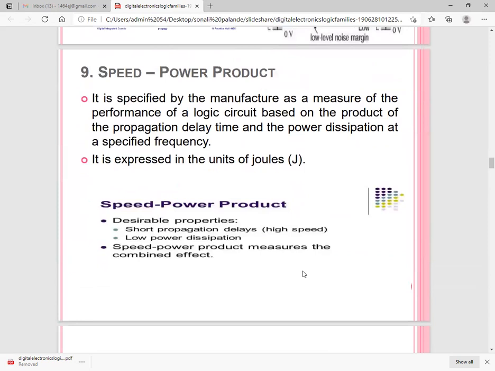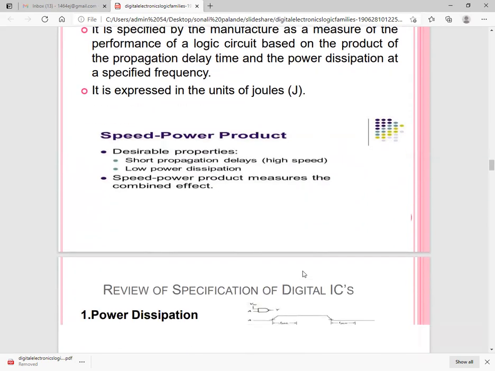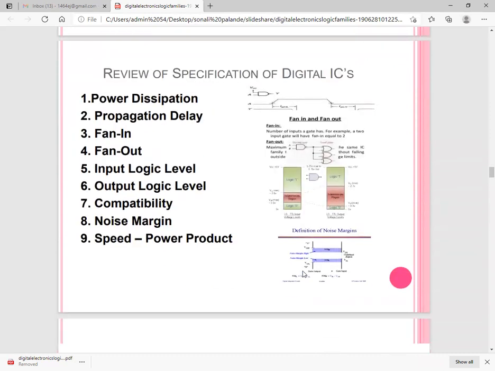Then the next specification is speed power product. It is specified by the manufacturers as the measure of the performance of a logic circuit based on the product of the propagation delay time and the power dissipation at a specific frequency, and it is expressed in the unit of joules. Desirable properties: short propagation delays, that is high speed, and low power dissipation, and speed power product measures the combined effect. So this is the review of the specification of digital ICs.